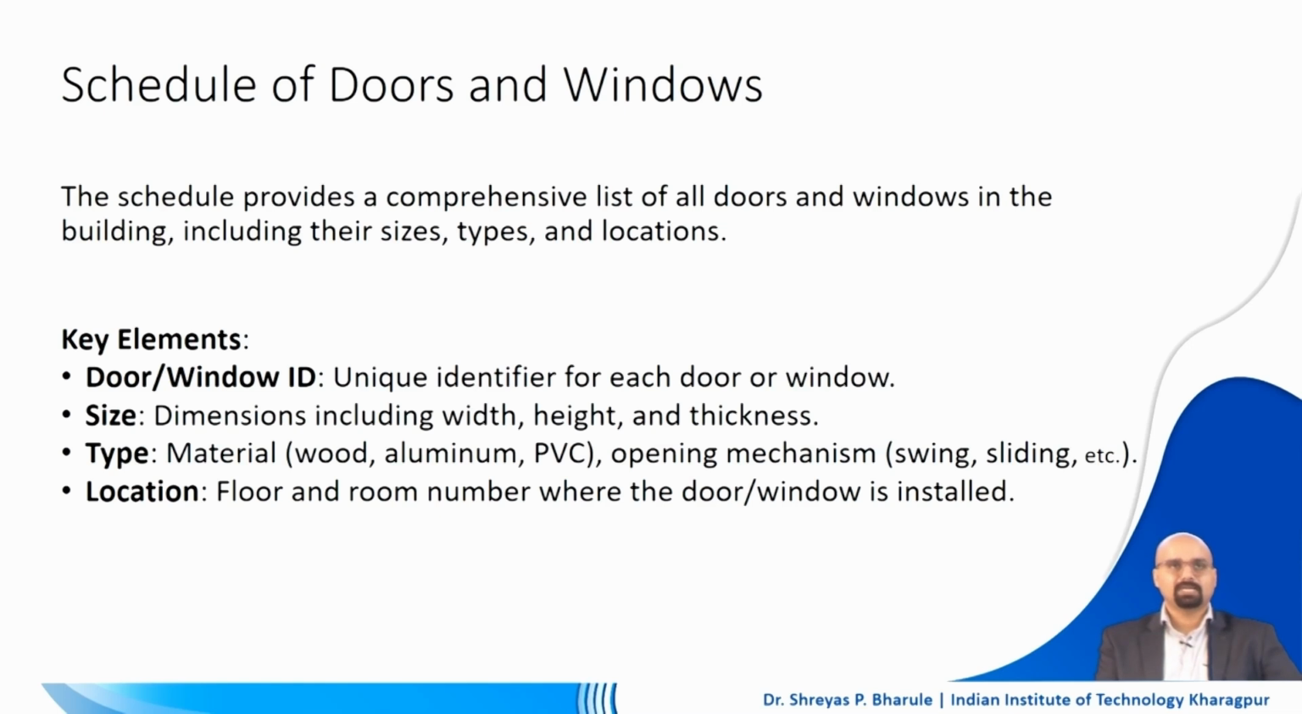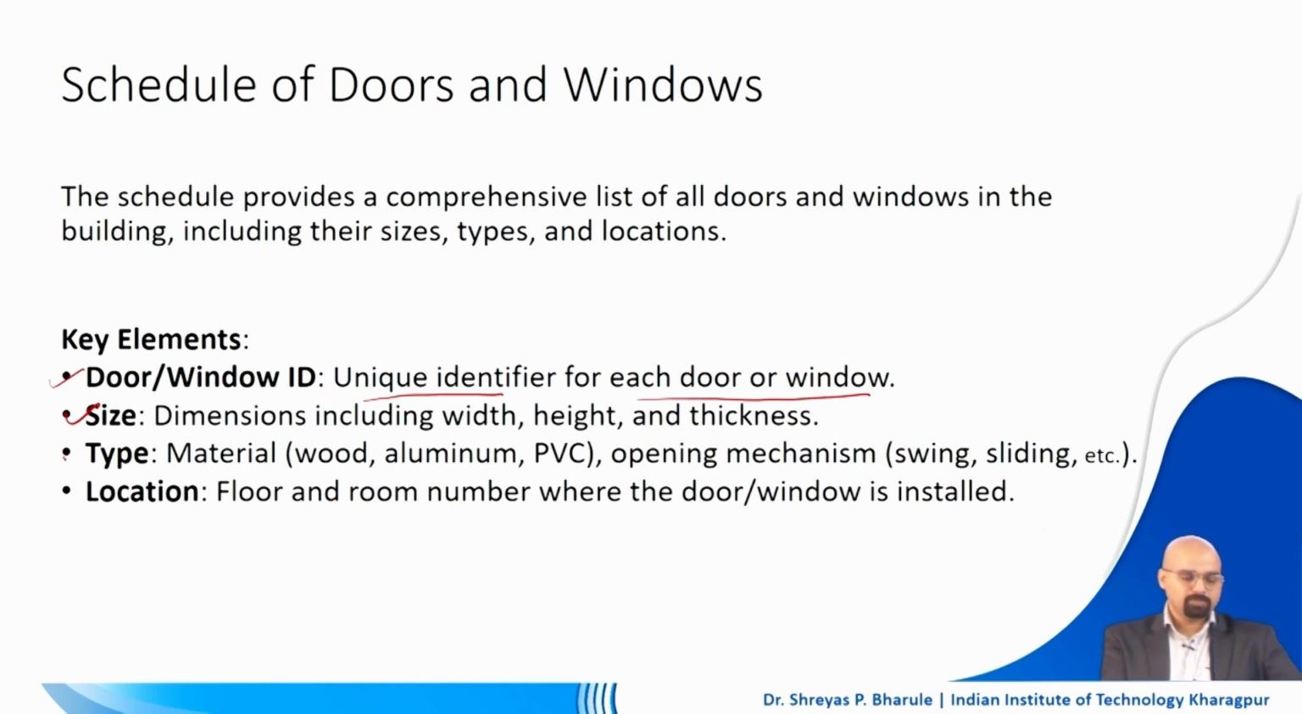And what are the key elements mentioned here? That is important. We often mark the doors and windows with a unique ID, such as D1, D2, D3, D4, and so on. So, that unique identifier is to be mentioned for each door and window in the building. Then the sizes and dimensions. Say you are talking about D1, you will mention the width, height and thickness of the door, which is important.